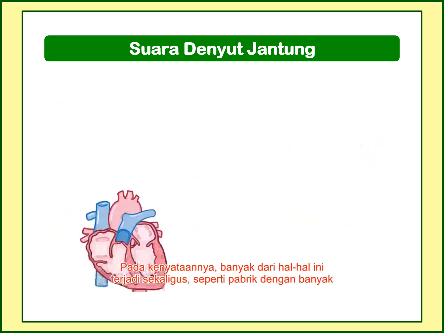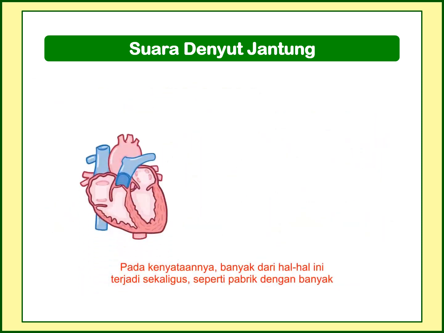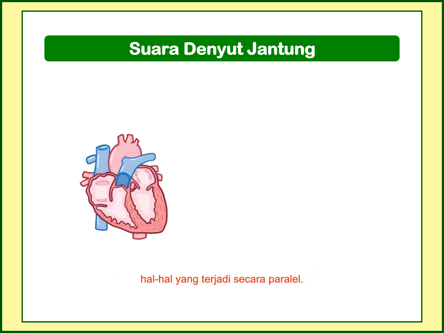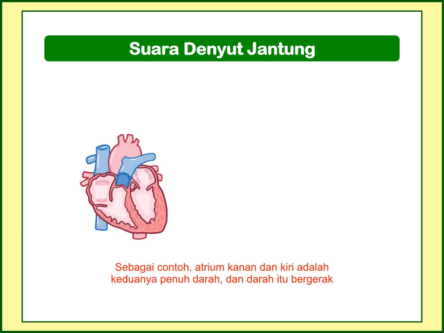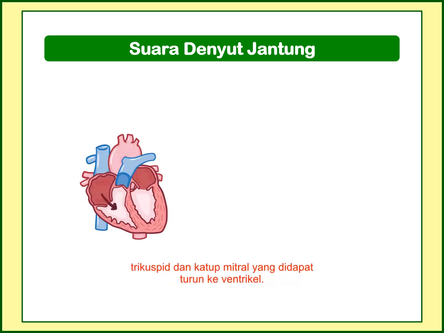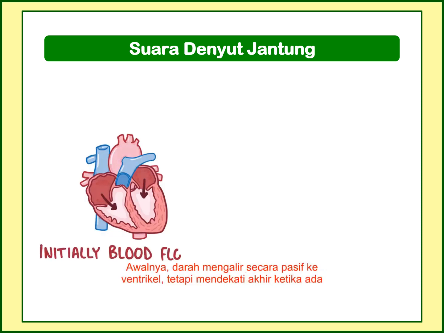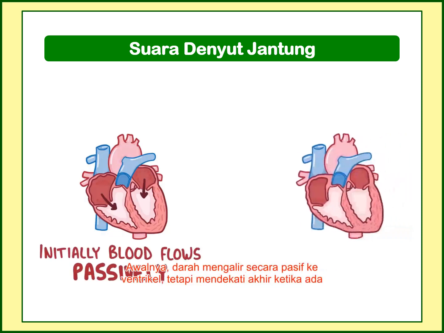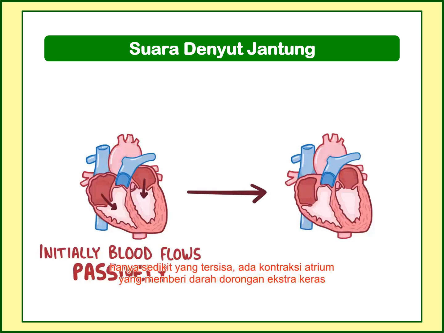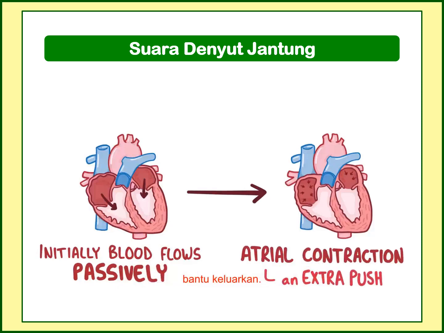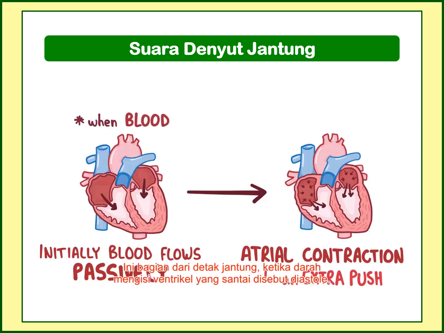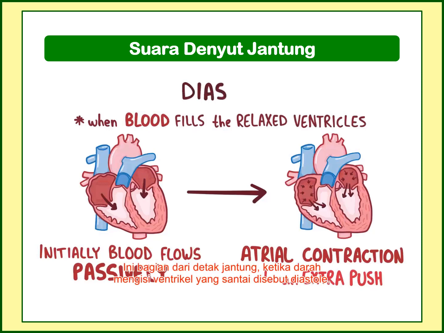Now, in reality, a lot of these things are happening at once, like a factory with lots of things happening in parallel. For example, the right and left atria are both full of blood, and that blood moves through the tricuspid and the mitral valve to get down into the ventricles. Initially, the blood flows passively into the ventricles, but near the end, when there's just a bit left, there's an atrial contraction that gives the blood an extra hard push to help get it out. This part of the heartbeat, when blood is filling the relaxed ventricles, is called diastole.